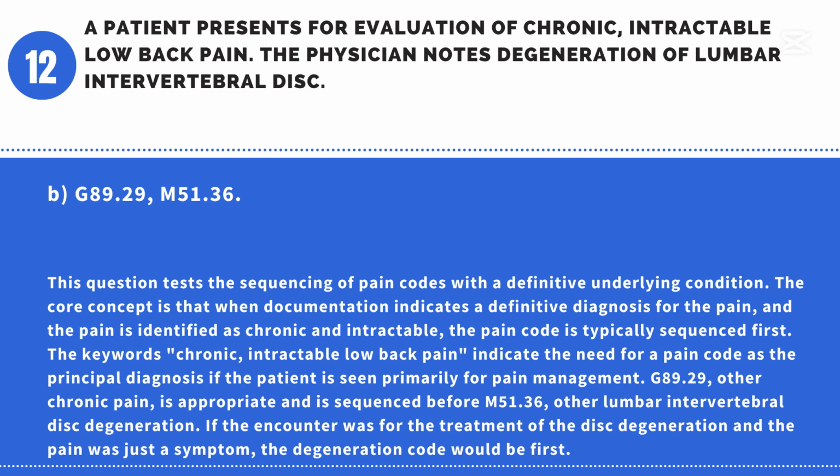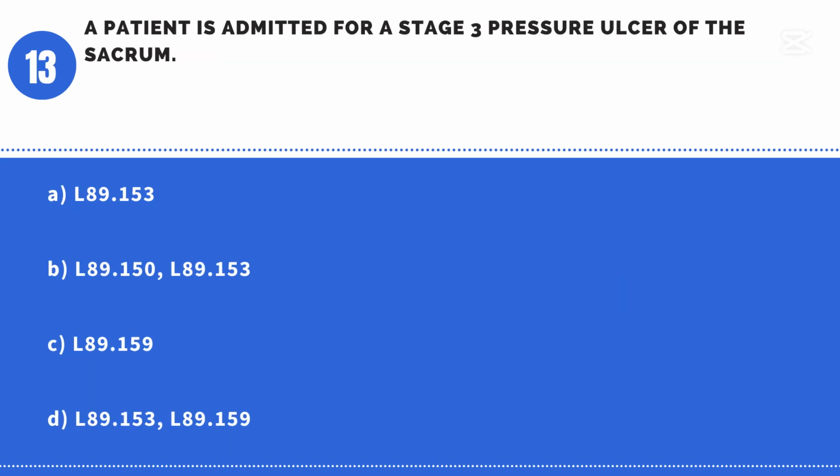G89.29, other chronic pain, is appropriate and is sequenced before M51.36, other lumbar intervertebral disc degeneration. If the encounter was for the treatment of the disc degeneration and the pain was just a symptom, the degeneration code would be first. Question 13. A patient is admitted for a stage 3 pressure ulcer of the sacrum. A.